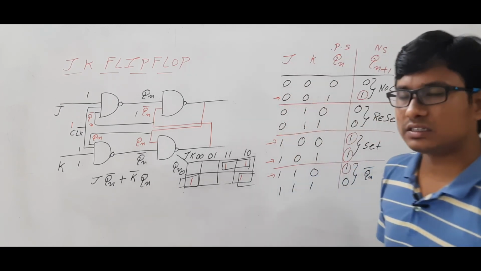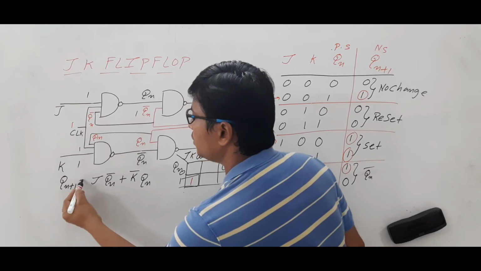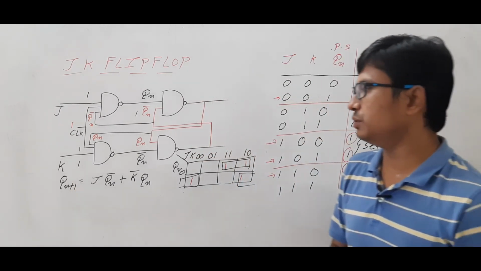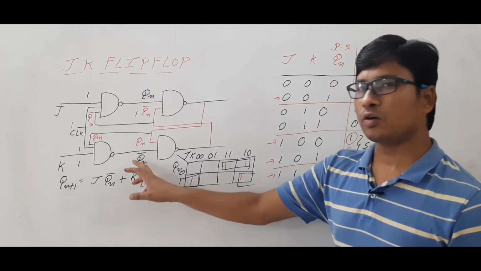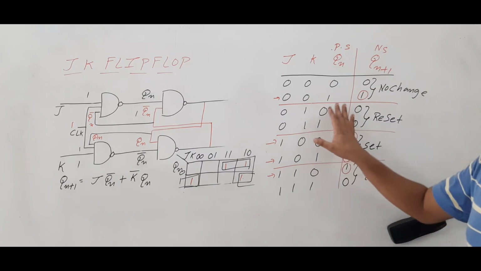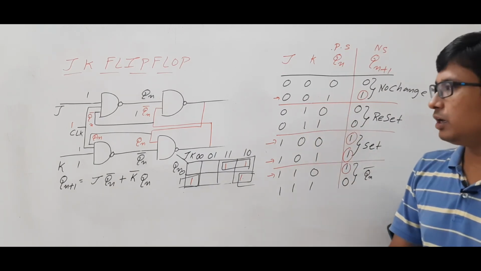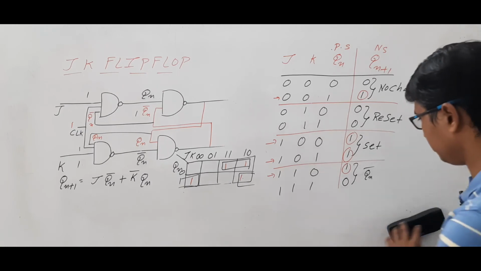So the characteristic equation of the JK flip-flop is Qn plus 1 is equal to J Qn complement or K complement Qn. So this is the characteristic equation. This is the characteristic table. Now let me find out the excitation table of JK flip-flop.